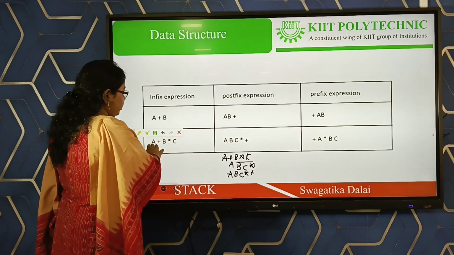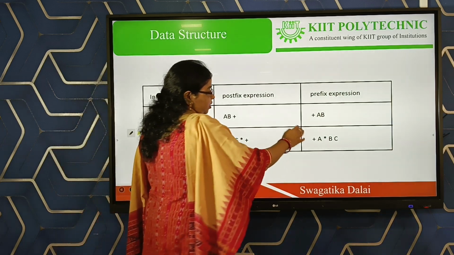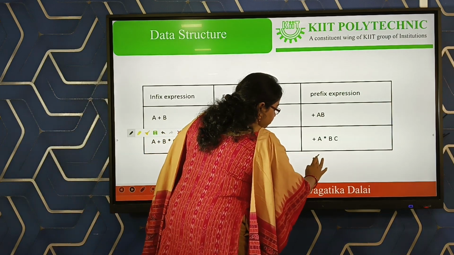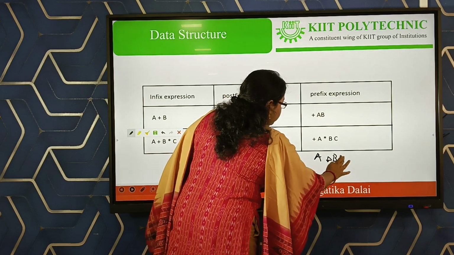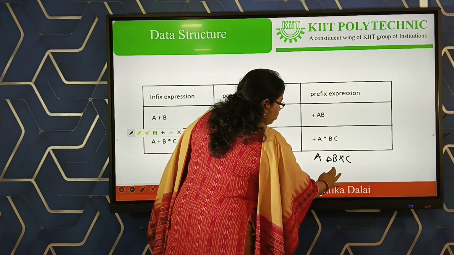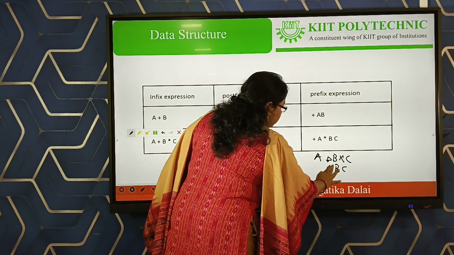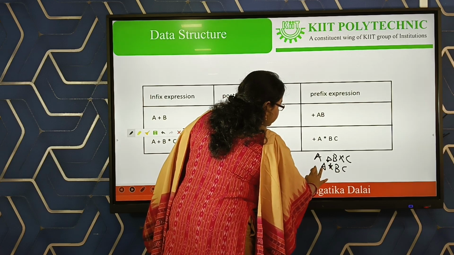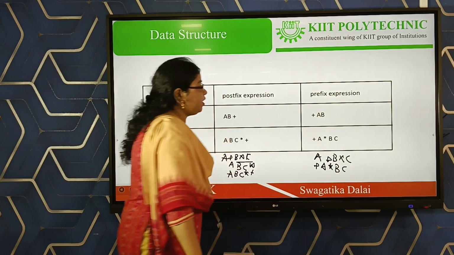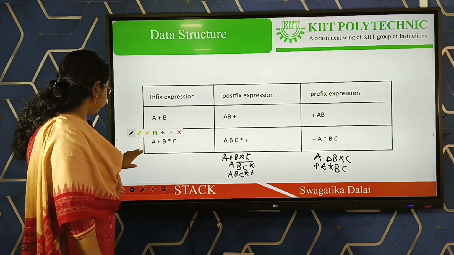If we convert this A plus B into C to a prefix expression, how will we convert it? A plus B into C. So I have to write it like this: into B, C, then plus A. This is the equivalent prefix expression of this infix notation.